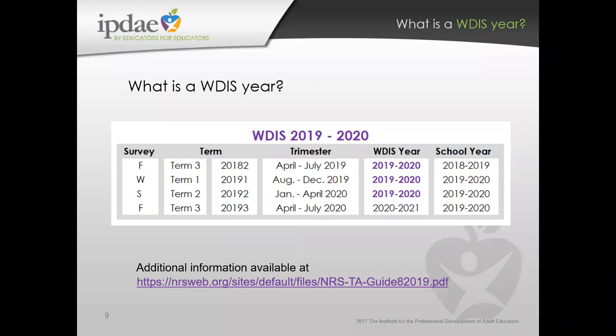So be sure that you know what your local reporting dates are for each survey. Now back to the school year, it begins on July 1st and runs through June 30th of the following year. The WITIS year, however, is different.